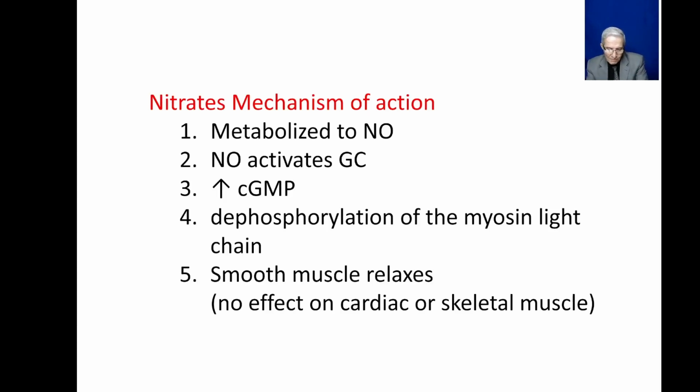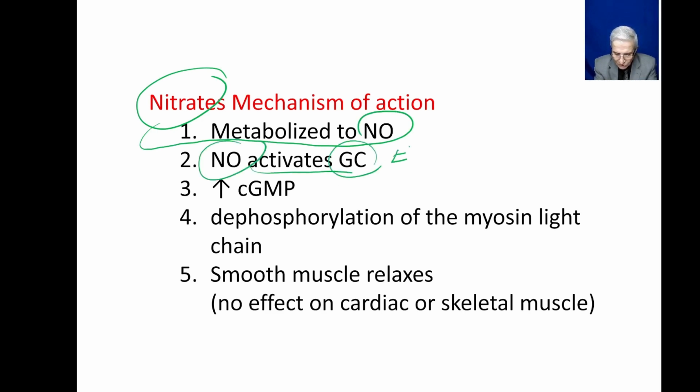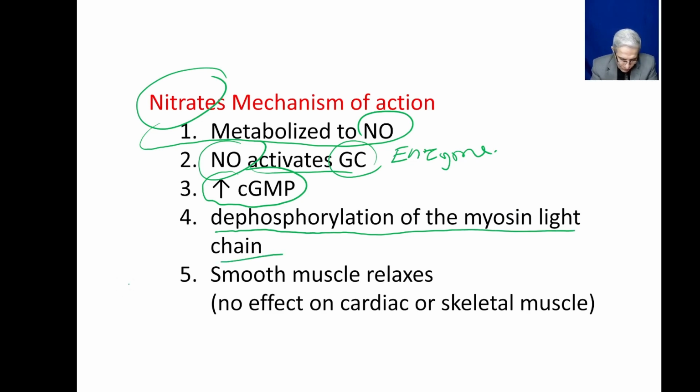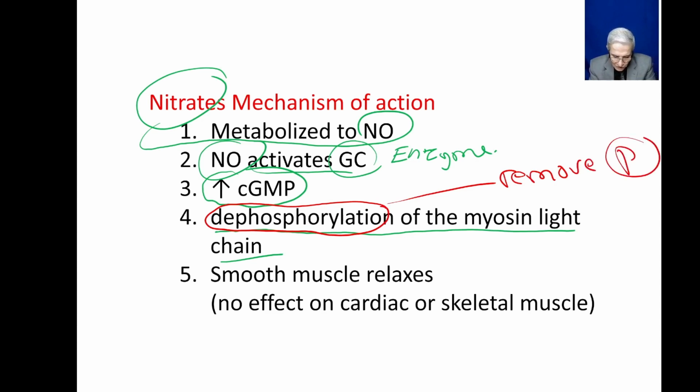Now, how does nitrate work? When you prescribe nitrate, it is metabolized to nitric oxide. Nitric oxide will activate guanylate cyclase. We discussed that this is an enzyme, and this leads to increased cyclic GMP. Then the cyclic GMP leads to dephosphorylation of myosin light chain. Dephosphorylation means removing the phosphate from the myosin light chain, and this leads to smooth muscle relaxation.